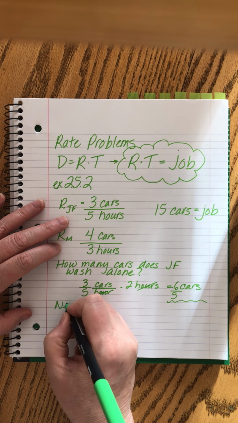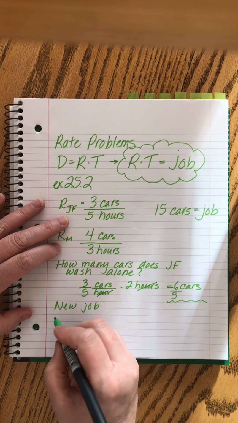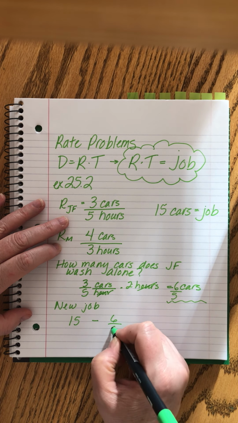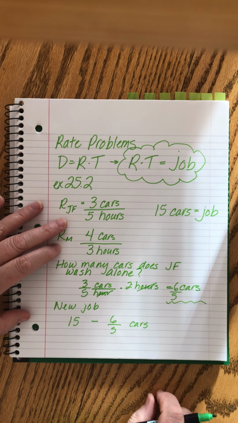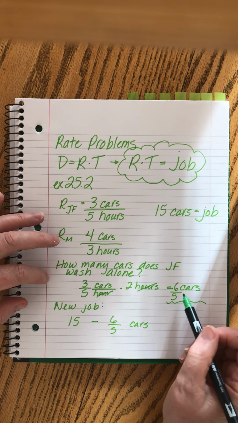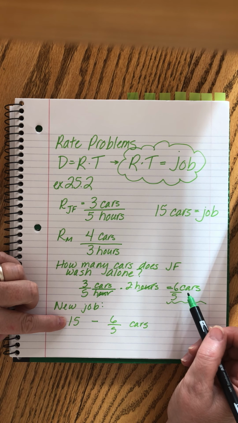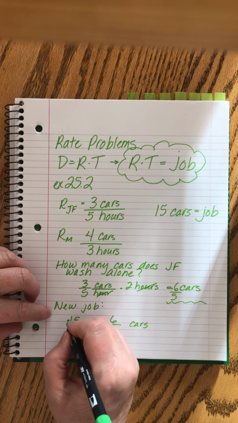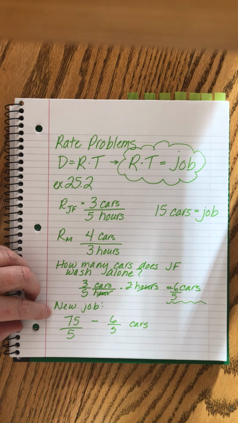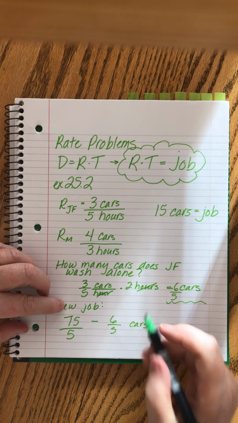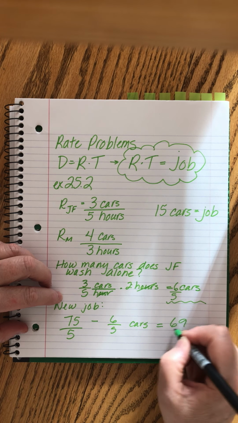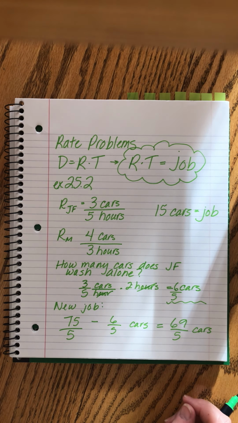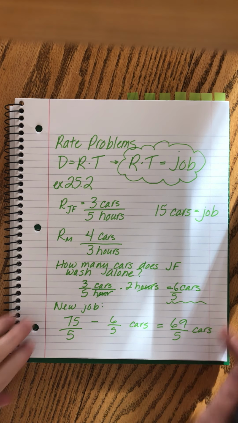So our new job is 15 minus 6 over 5 cars, right? Because Joe Frank already started. So we better multiply this times 5 so that we can subtract. That is 75 over 5, right? And now we subtract. That means the new job is 69 over 5 cars long. All right, so I'm going to take that to the next page.